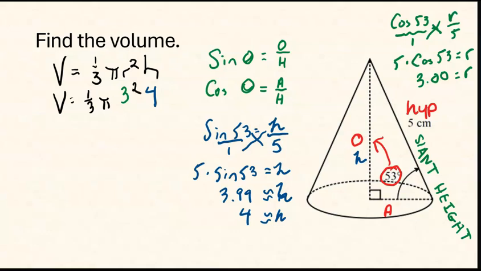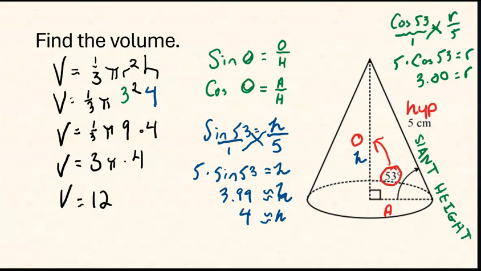And I could essentially do this one by hand, because 3 squared is 9 times 4. Then I have 1/3 equals pi. 1/3 times 9 is 3. Pi times 4. Then 3 times 4 is 12 pi. And that is my answer. We have found the volume of this cone.